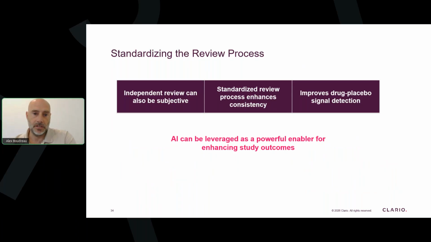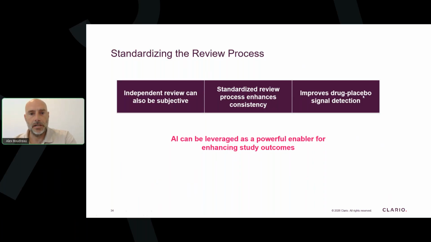To compound the challenges with these types of studies, the independent review process itself is also potentially subjective, right? And to mitigate those challenges, there are various standardized approaches to enhance the consistency of that expert review, to improve, in the end, drug placebo signal detection, right? So to improve the quality of the data and of the review. So you might ask yourself, and you might think this is probably prime for AI innovation. You're absolutely right. We can leverage AI here as a really powerful enabler for enhancing study outcomes.